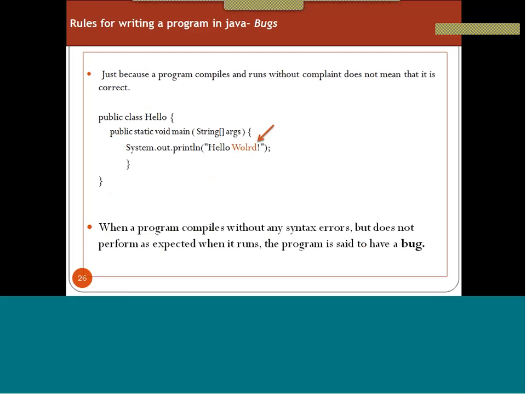We can just rectify it and run the program again. If you give the wrong spelling within the quotes, that is a bug. If you give the spelling wrong here, instead of M-A-I-N, if you write M-I-A-N, that is a syntax error. Make sure to identify the difference between syntax errors and bugs.